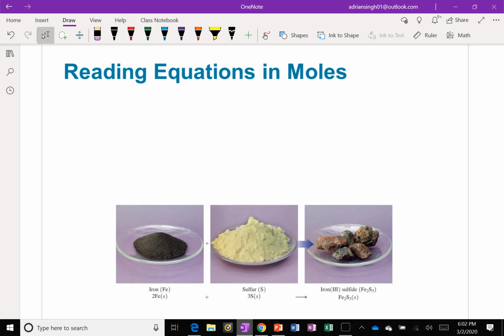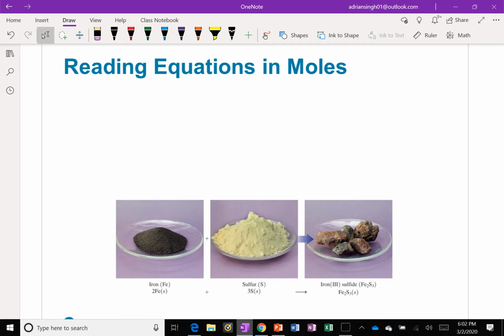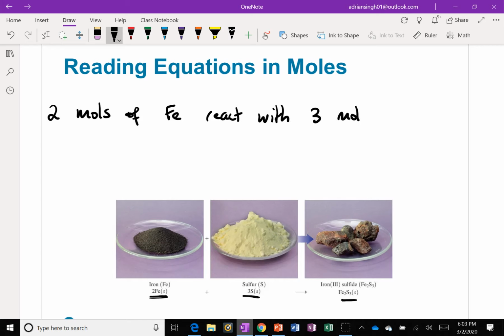Well, we can take those coefficients and just translate them. Instead of meaning individual atoms or individual molecules, we can now say moles of things. So if we look at this equation down here, we can say that 2 moles of iron, Fe, react with 3 moles of sulfur to make 1 mole of iron(III) sulfide.